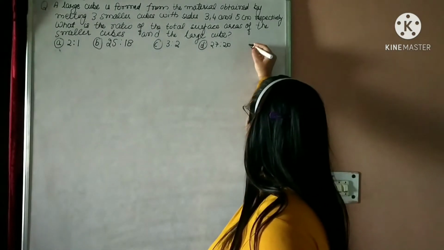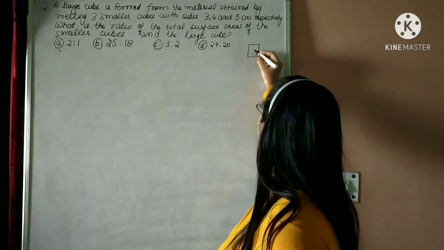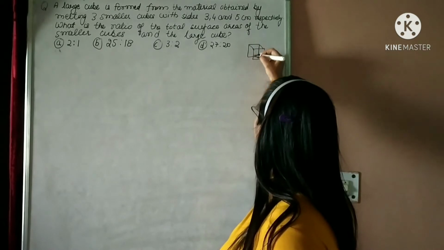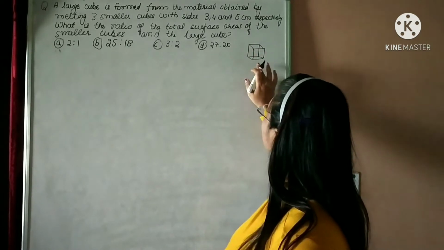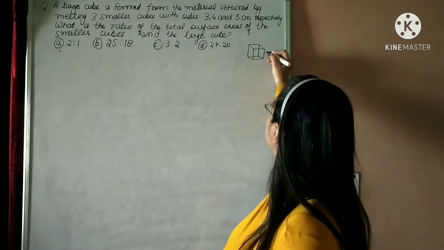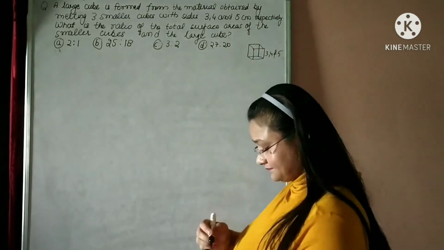We know a cube has sides which are equal. This is a cube. So there are 3 such cubes. One of them has side 3, another one 4 and the third one has 5.